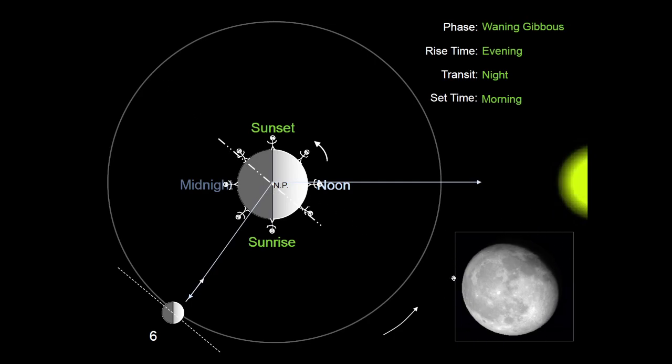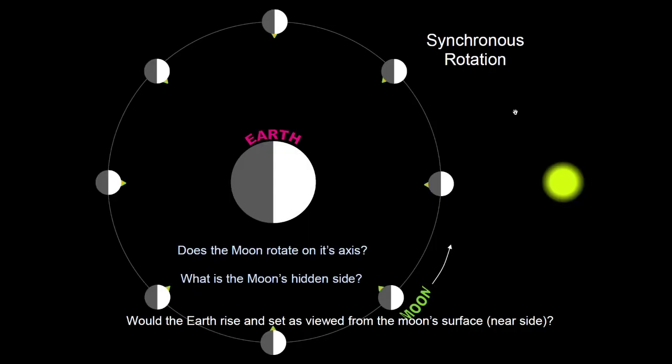I do not want you to draw this. I want you to draw the other pictures that I showed you a little bit ago. But this is what it would actually look like in the night sky. And it transits at night. So remember, we called this point night. And it's going to set in the morning. So I want you to draw those on your lab sheet that I gave you.